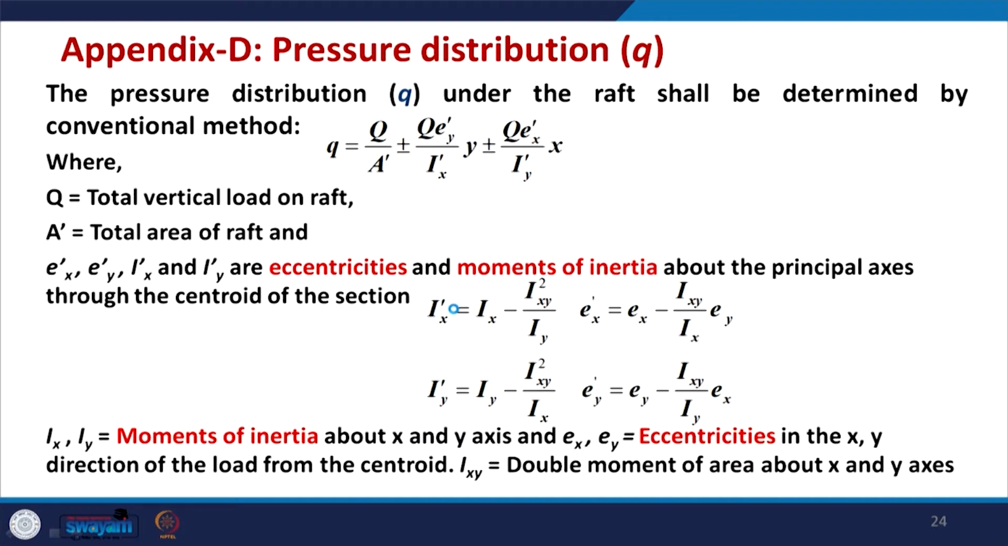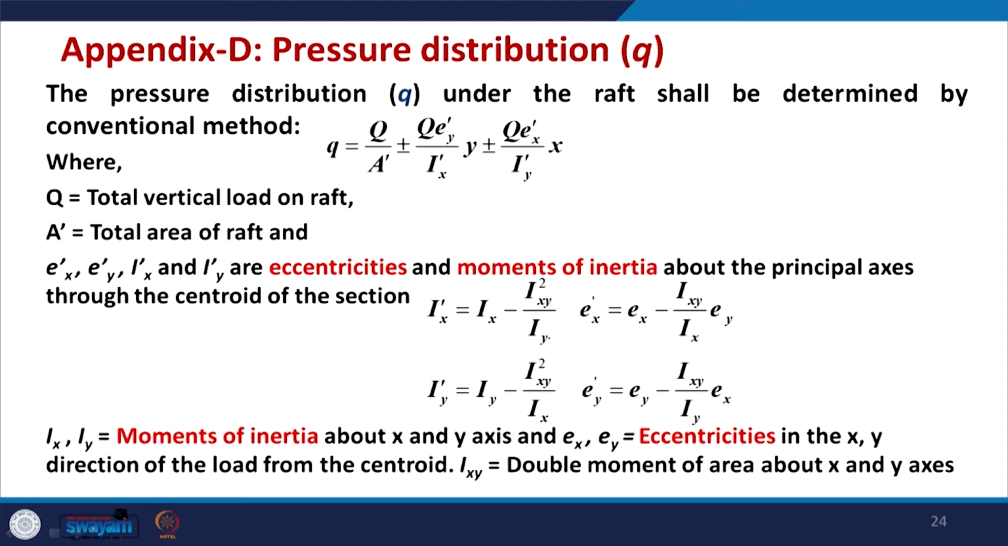What is given in these equations? Q is the total vertical load on the raft, A prime is the total area of the raft, and Ex prime, Ey prime, Ix prime and Iy prime are the eccentricities and moments of inertia about the principal axes through the centroid of the section, and they are given by these relations. So what is this for Ix prime? You use Ix and Ixy also. What is Ixy?